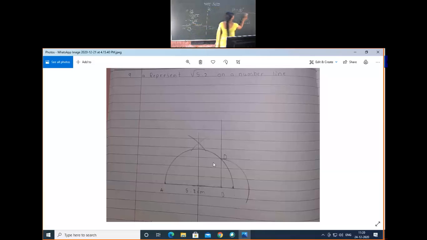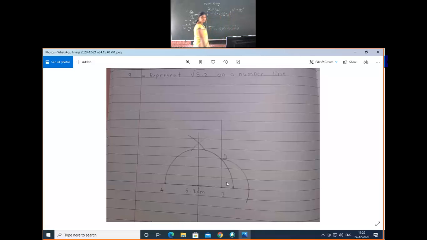So, (root 2 plus 1 by root 2) whole square. The next question is (root 2 plus 1 by root 2) whole square. Again, the same formula, we have to take a square. a square is root 2 square, plus 2 into root 2 into 1 by root 2, that is 2 into a into b, plus (1 by root 2) whole square.